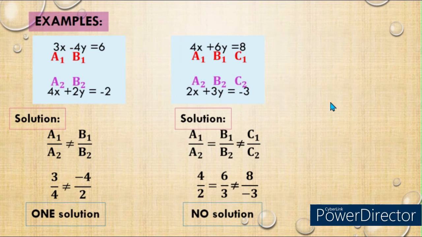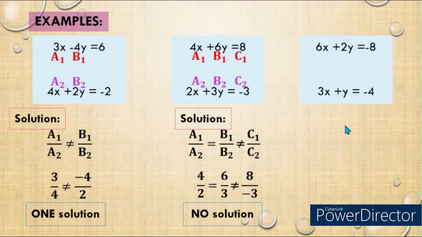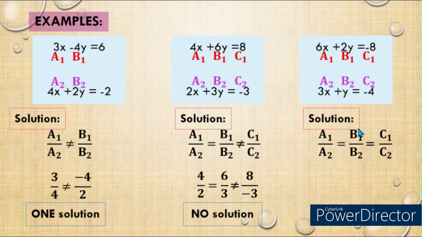Okay, so now let's proceed to example number 3. Last example, we have equation number 1, 6x plus 2y is equal to negative 8, and we have 3x plus y is equal to negative 4. So, identify natin kung alin dyan ang a sub 1, b sub 1, c sub 1, a sub 2, b sub 2, and c sub 2. So, solution po na gagamitin natin ay a sub 1 divided by a sub 2 is equal to b sub 1 divided by b sub 2 equals c sub 1 divided by c sub 2.